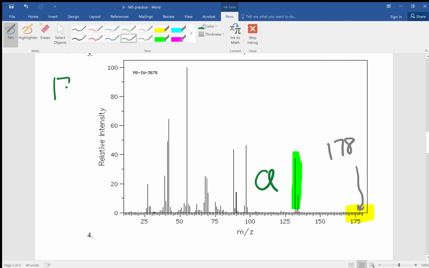So now we can take our 178 and subtract out the 35 for the chlorine. Leaves us with 143. Again, 12 carbons equal 144, so that's going to be too many. But if we have 11 carbons, that would leave us with 11 hydrogens and our chlorine.